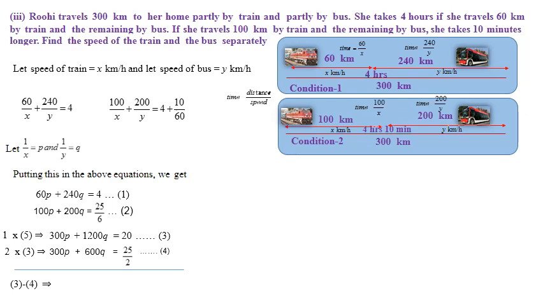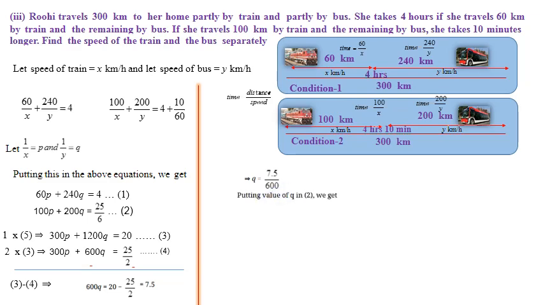Now we shall go for subtracting 3 and 4. Change the signs. This becomes a minus sign, and again here also a minus sign. When you subtract 1200 and 600, you will get 600q equal to 20 minus 25 by 2. Then 20 minus 25 by 2, you will get 7.5. That is, q is equal to, this 600 will come in the denominator, that is 7.5 by 600.